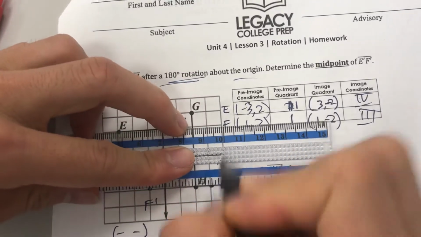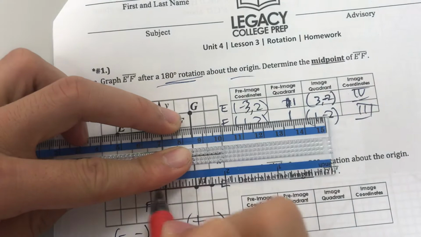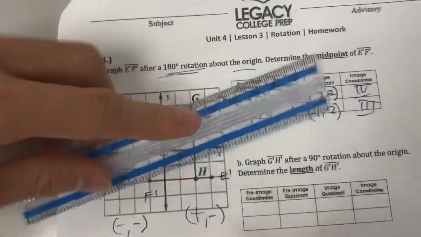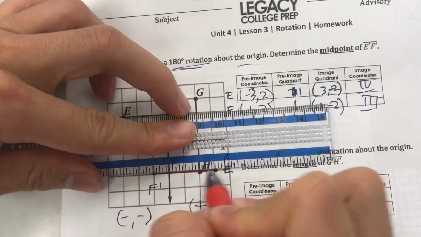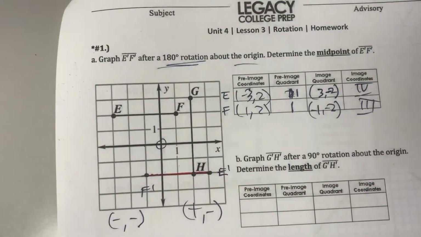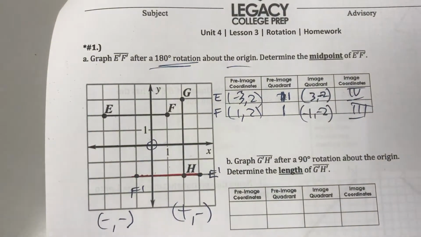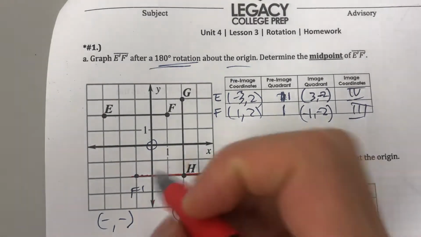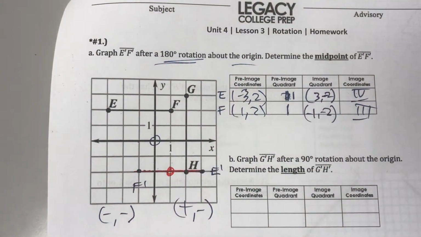You have E prime F prime. Oh, I didn't even make it as red as I could. Now this is a 180 degree rotation of where EF is to where E prime and F prime are over here. Okay, so it says determine the midpoint of E prime F prime now. The midpoint is right here, okay? You could probably figure that out based on the image where the midpoint is.